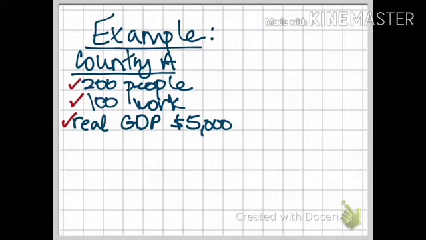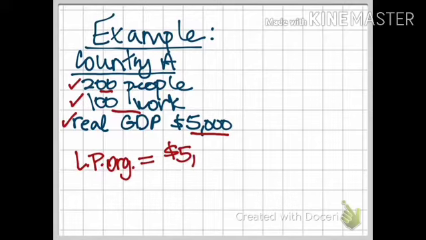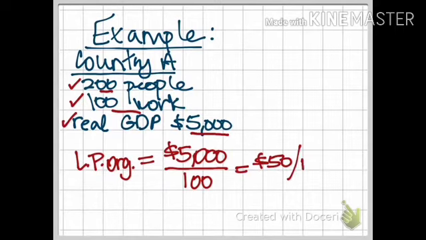So we have country A, which has 200 people, and half of those work. So we have 100 workers, and they're producing output valued at $5,000. That's their real GDP. We are going to calculate the original labor productivity for country A. I take this real GDP of $5,000 and divide by the number of workers, 100. And I find that the current labor productivity is $50 for every worker. So we say $50 per worker.